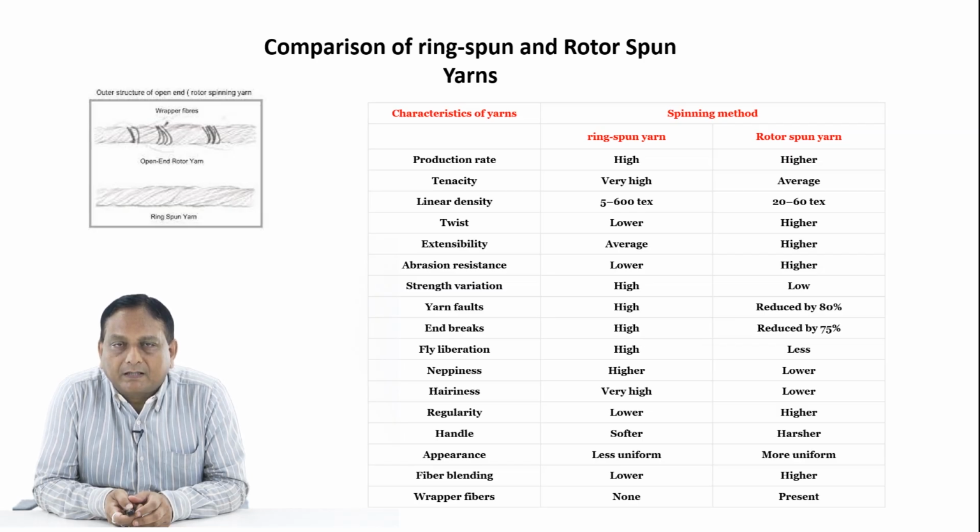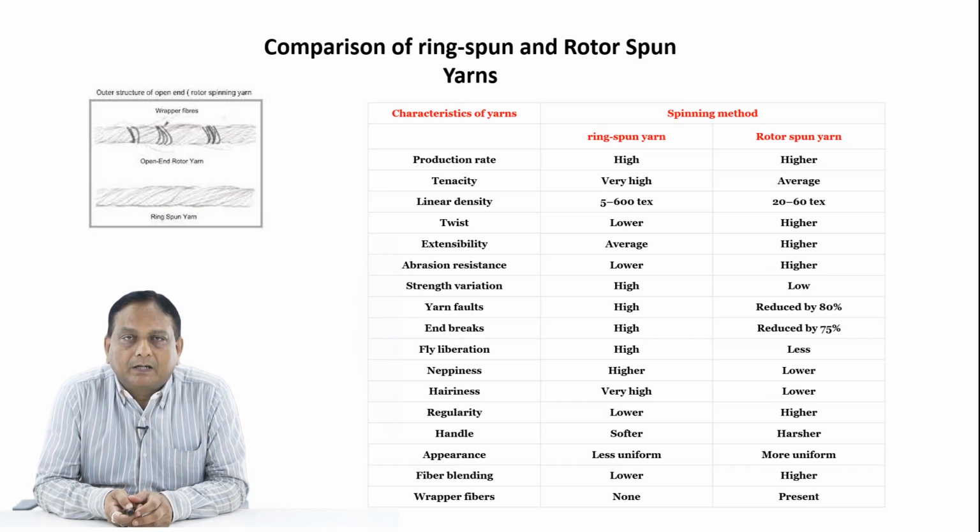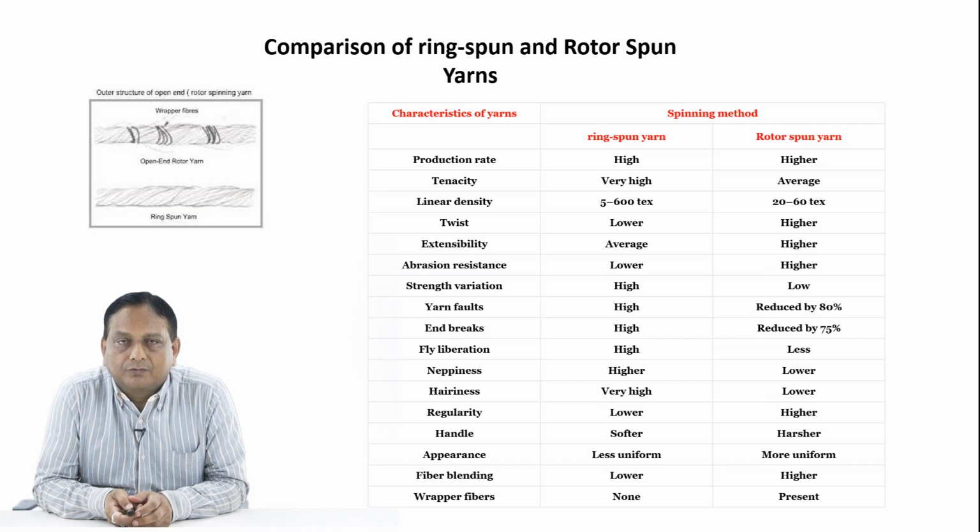Similarly, there are other properties like wrapper fibers, which are very important here. You can see whether wrapper fibers are present or not. In ring spun yarn there is no wrapper fiber concept, but in rotor spun yarn this is there. So in this fashion, a lot of differences are there between ring spun and rotor spun yarn, structurally and in different characteristics also. So it differs.